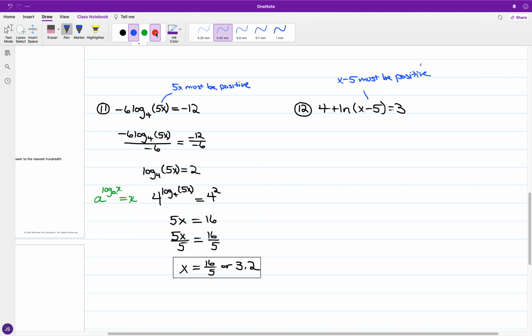Starting things off, I can isolate the natural logarithmic term. I can take 4 and subtract from both sides, so I have the natural logarithm of x minus 5 is equal to negative 1. And again, natural logarithm is a base e logarithm, and you don't have to write it out in terms of base e.